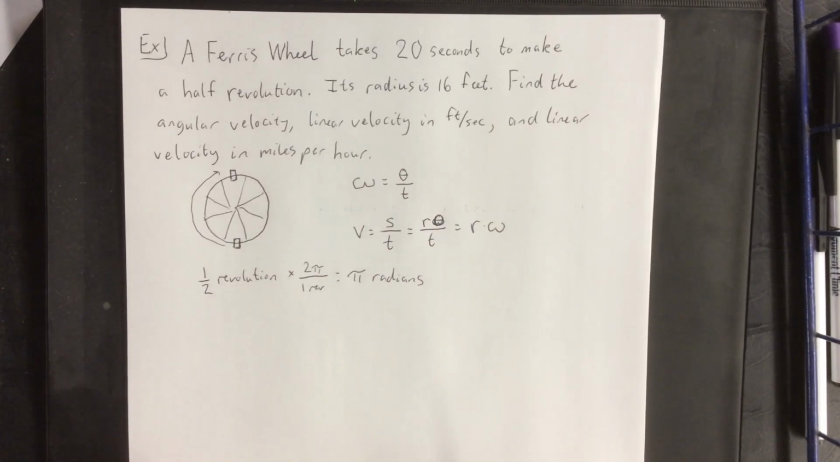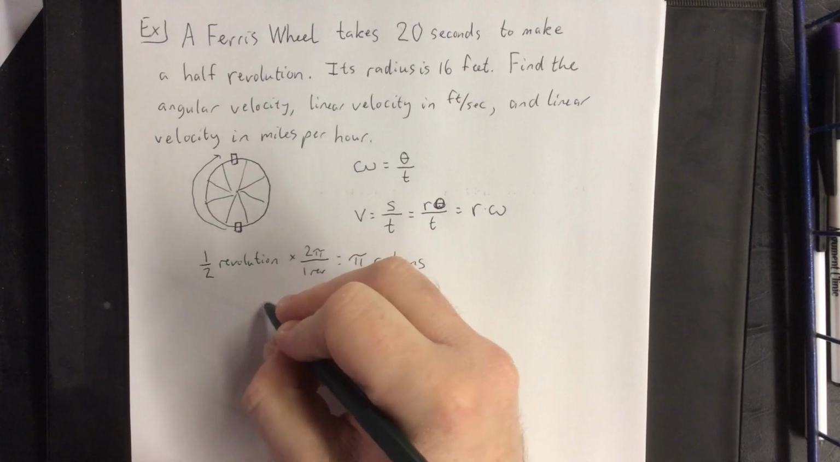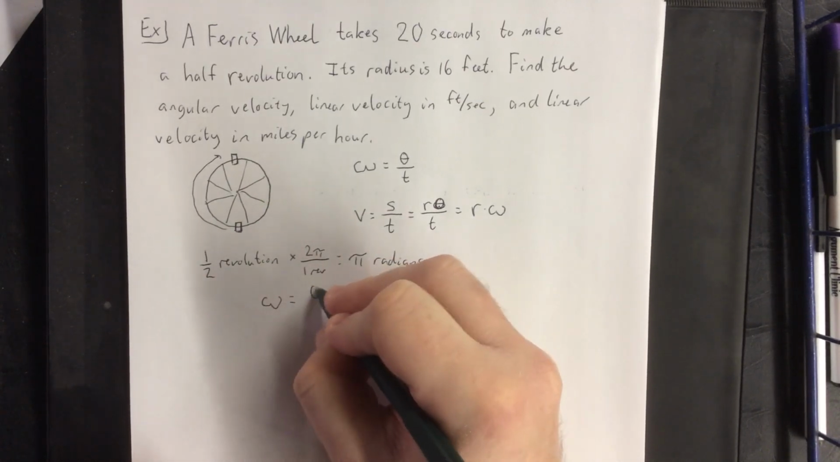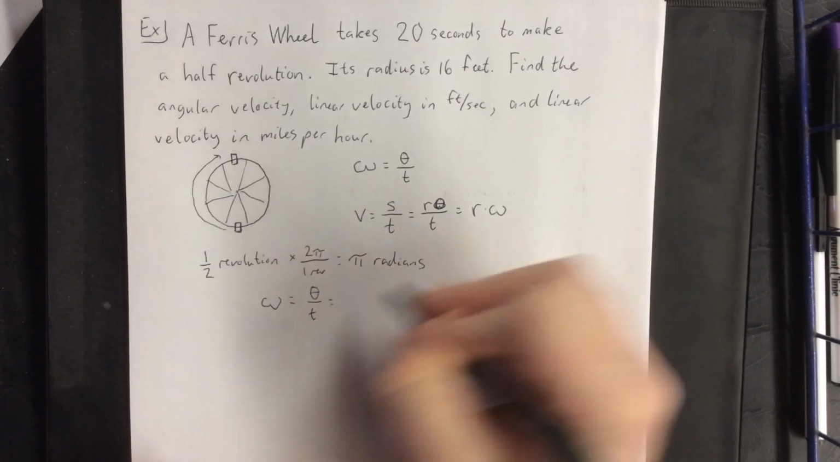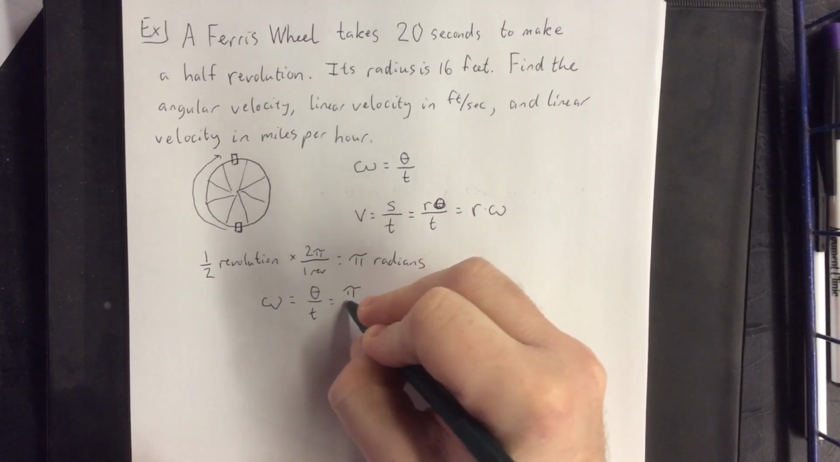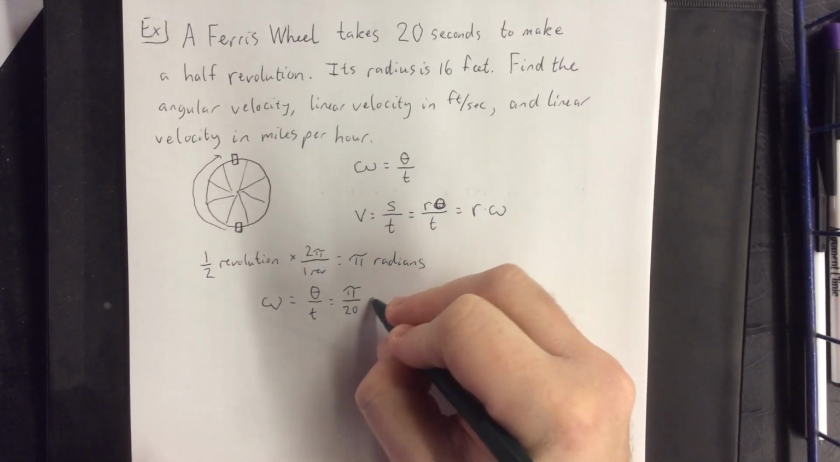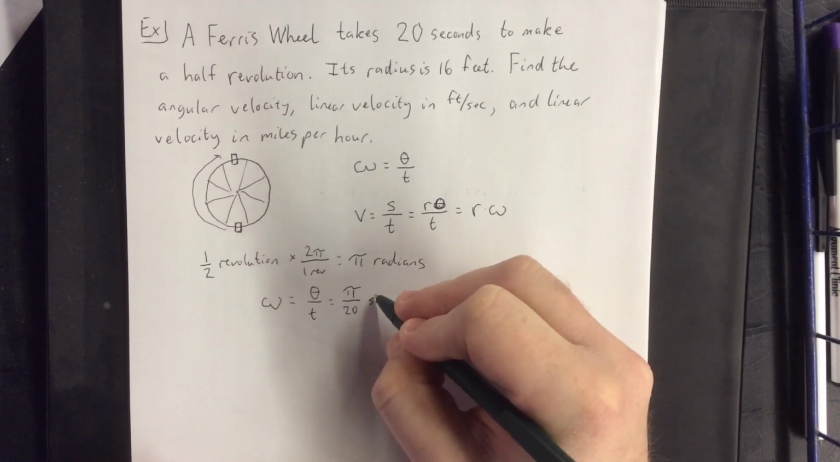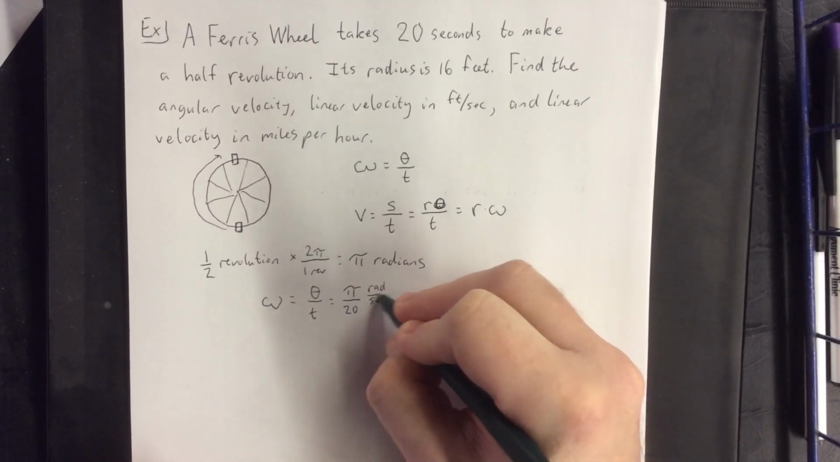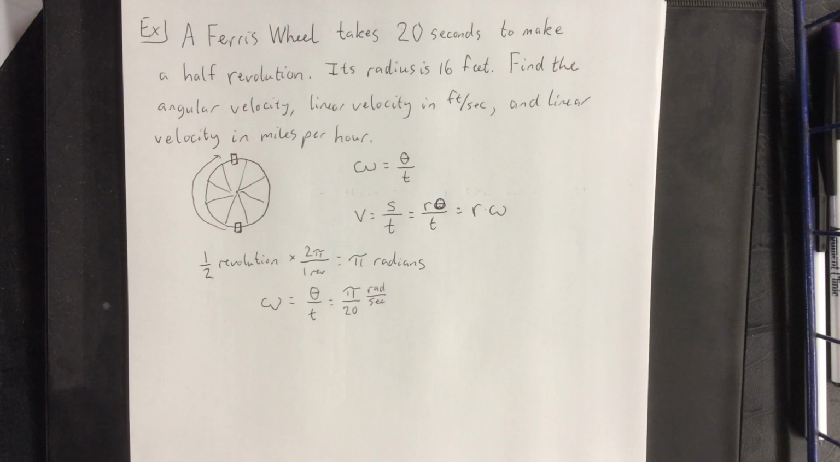So the angular velocity expressed in terms of radians per second, that'll be omega is equal to theta divided by t. Theta we just calculated to be pi, and the time we just calculated to be 20 seconds. So this will be expressed in terms of radians per second. So pi over 20 would be our angular velocity.